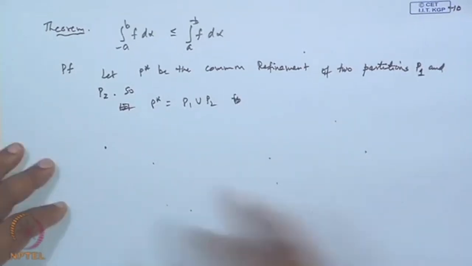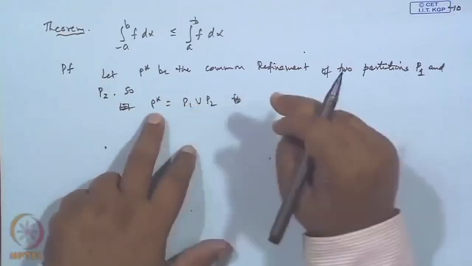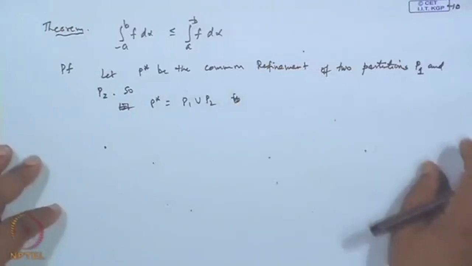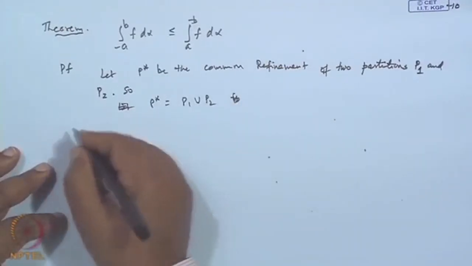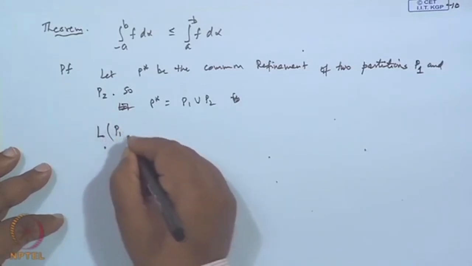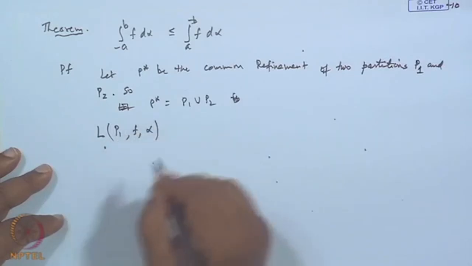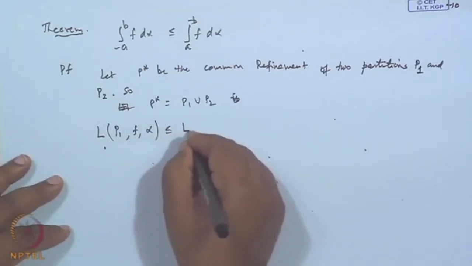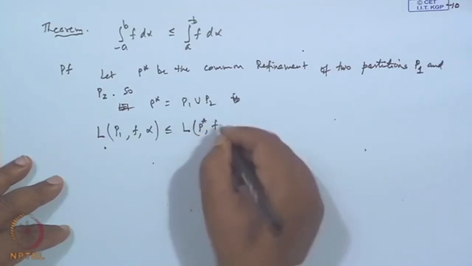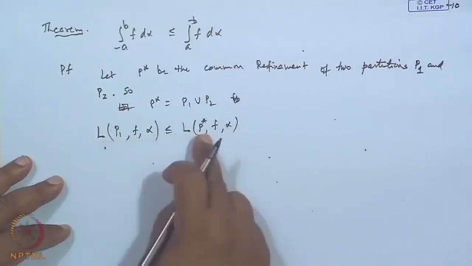Now, since we have already proved that when you have a refinement of a partition, then the lower sum increases and the upper sum decreases, using this one, we get that the lower sum of the function f over the partition p 1 with respect to alpha is less than or equal to the lower sum of the function f over the refinement p star with respect to alpha, because p star is the refinement, so the lower sum increases.